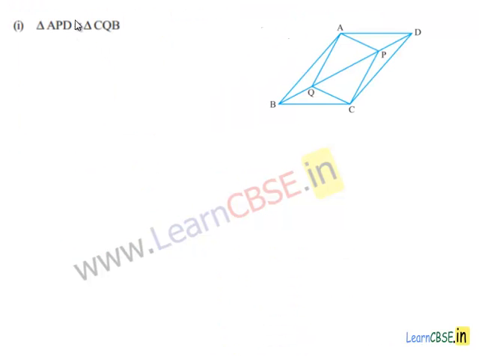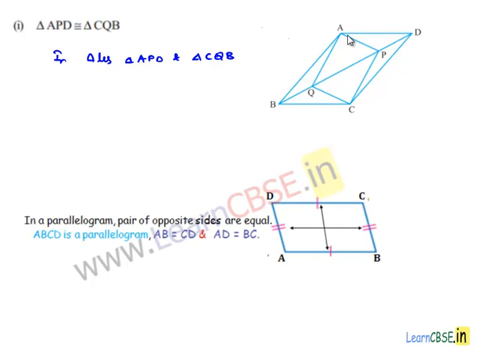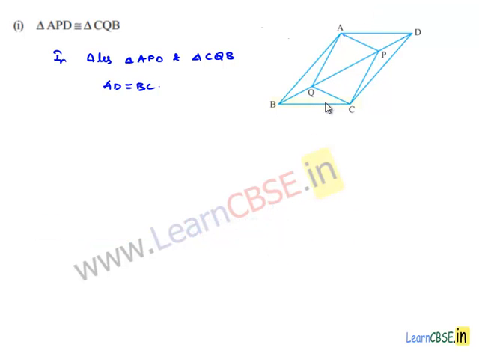In the first thing, he has asked us to prove that triangle APD is congruent to triangle CQB. So let us consider both triangles, that is triangle APD and triangle CQB. In this, AD is equal to BC, as we know that ABCD is a parallelogram, opposite sides will be parallel and equal. And next thing, let us consider that AD is parallel to BC and BD as diagonal.